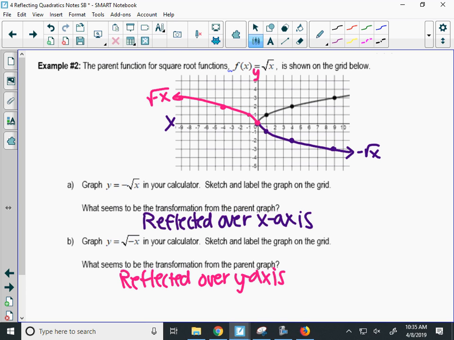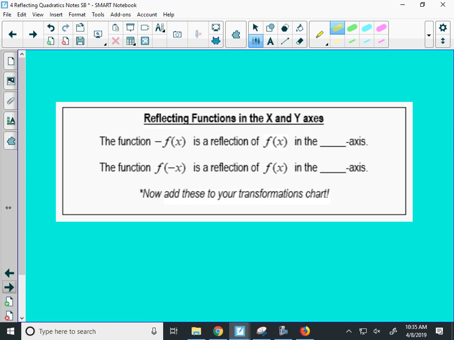So we have two different reflections that can take place. It seems like there's a negative in both of them. So all we're going to need to remember is where does the negative go, and what reflection will that be? So it looks like if the negative is out in front of the function, we're going to reflect over the x-axis. If the negative is inside the parentheses, that's going to reflect over the y-axis.